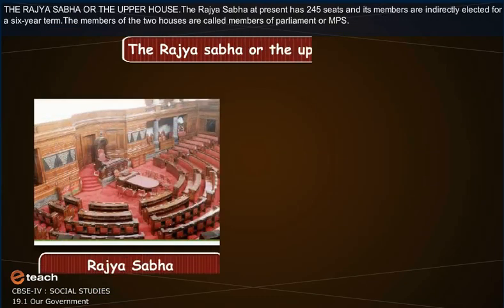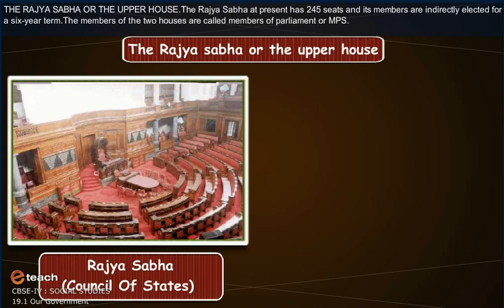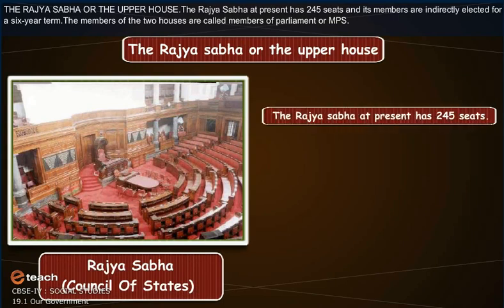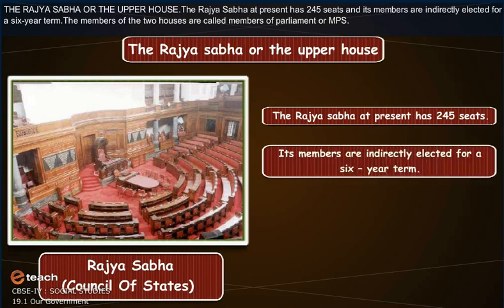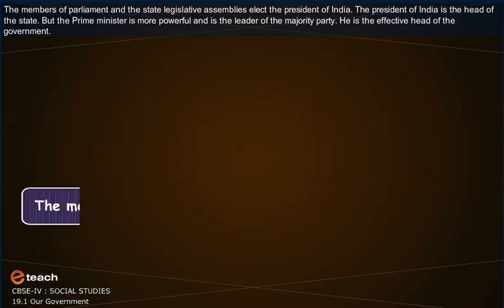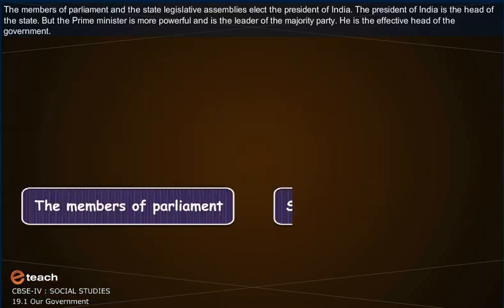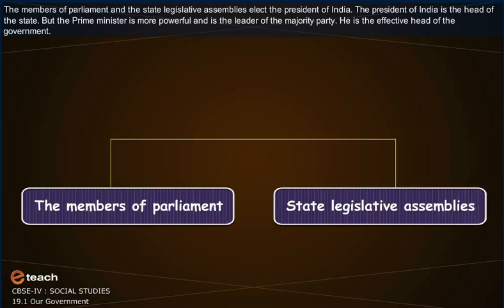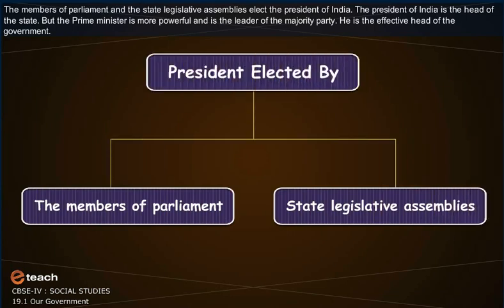The Rajya Sabha or the upper house. The Rajya Sabha at present has 245 seats and its members are indirectly elected for a 6-year term. The members of the two houses are called Members of Parliament or MPs. The Members of Parliament and the state legislative assemblies elect the President of India.